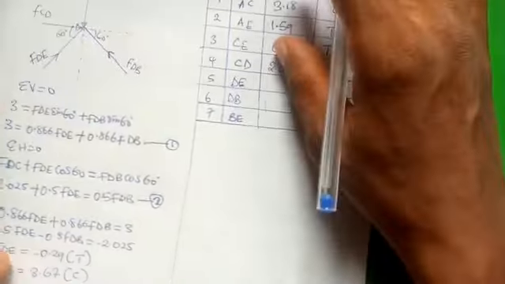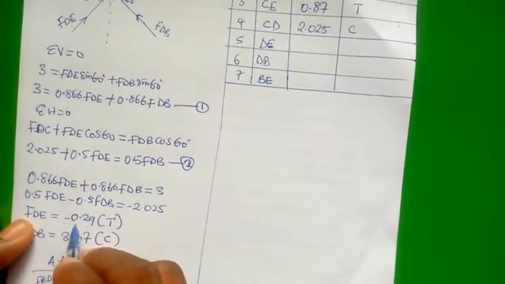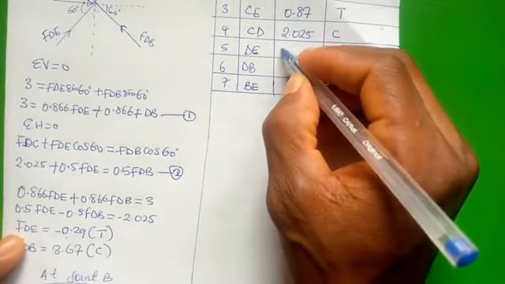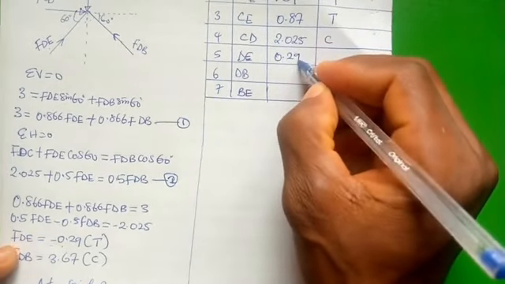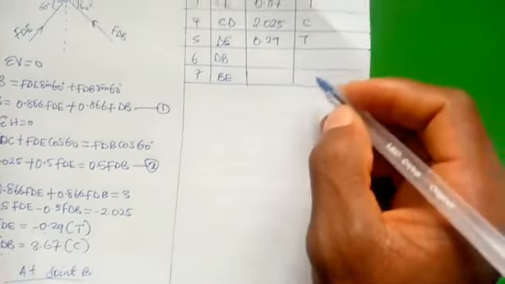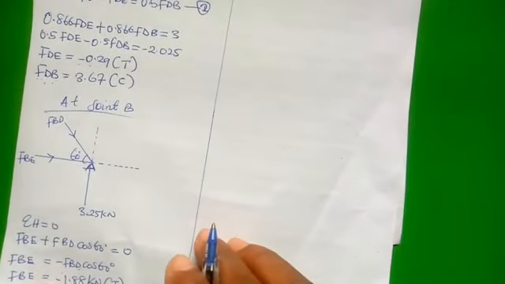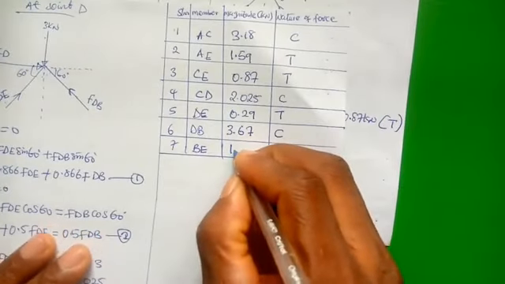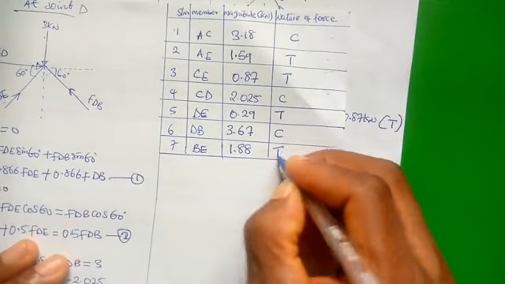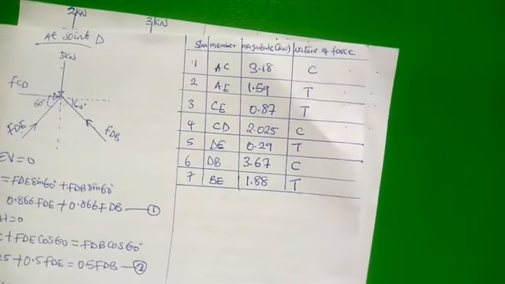Then for member DE, we have 0.29 and it is tension. Then for DB, we have 3.67 and it's compression. And for this member BE, we have 1.88 and it is tension. So with this, I believe we have done justice to this problem.